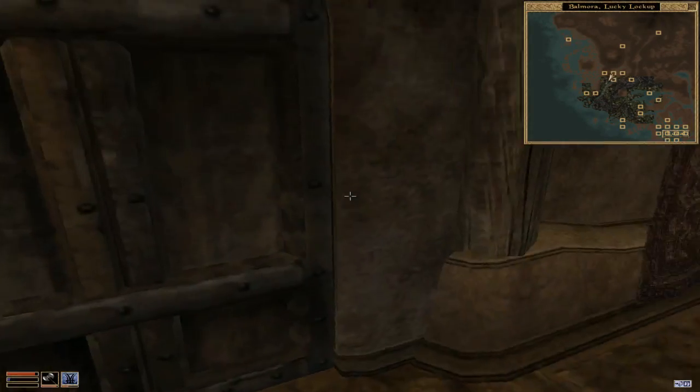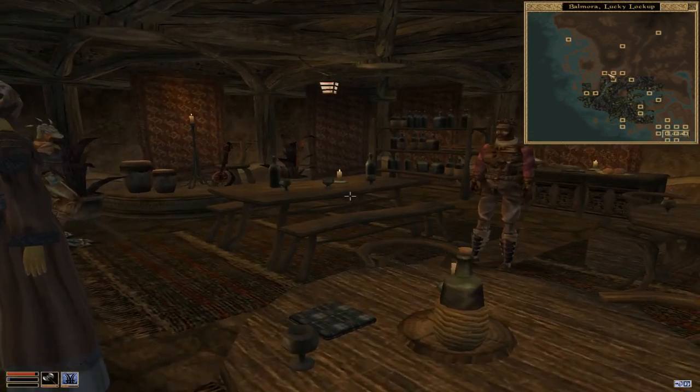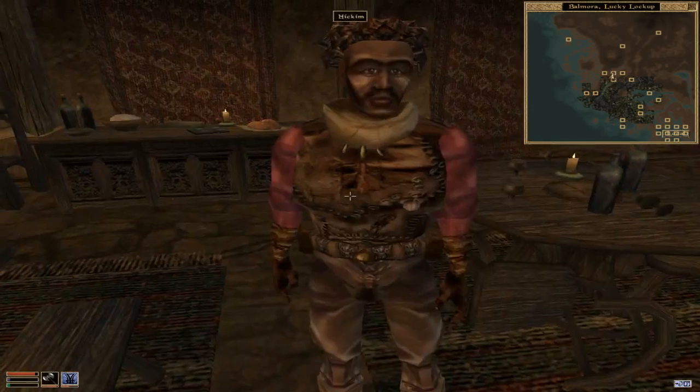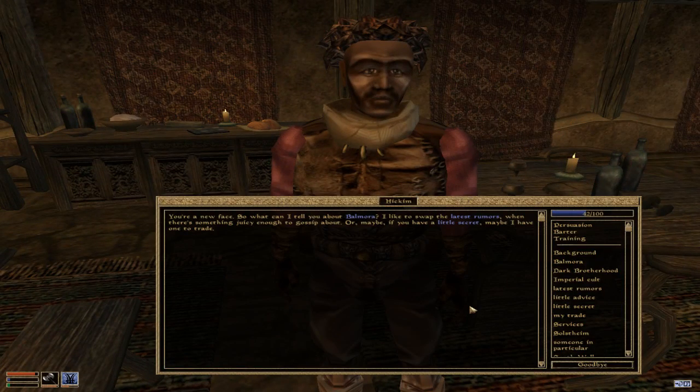I think it's maybe something like stables. Oh, but it looks like a tavern.